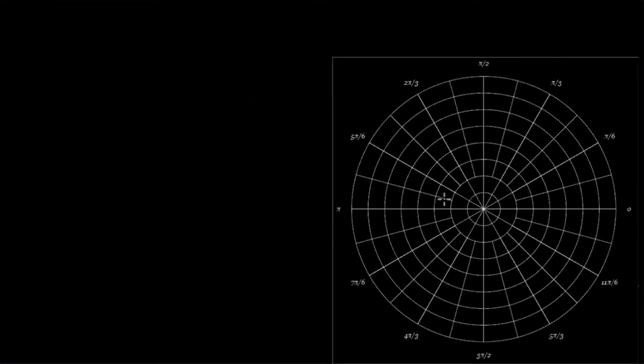When you look at a polar graph, you have the origin, which is not called the origin in polar graphing. It's called the pole, okay? So the pole is the same as the origin, but it's called the pole because it's a polar graph, kind of like the North Pole. This is the pole right here.